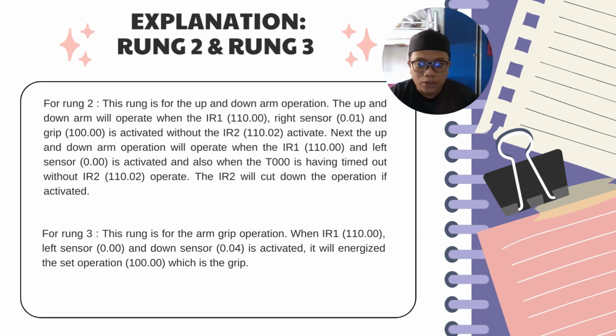The next up and down arm operation will operate when the IR1 110.00 and the left sensor, which is 0.00, is activated, and also when the T000 is having timeout without the IR2 operate. The IR2 will cut down the operation if it's activated. For rung 3, this rung is for the arm grip operation. So when the IR1 110.00, left sensor 0.00 and also down sensor 0.04 is activated, it will energize the set operation 100.00, which is the grip.